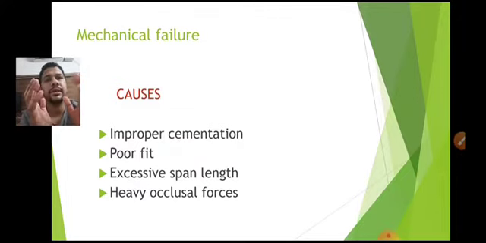That means for a cement which has a film thickness of 10 microns, you are supposed to give a space of 10 microns between the prepared tooth and the intaglio surface of your crown. If you increase that 10 microns into 20 or 30 microns, it will hinder the desired properties of that particular cement. That means it can cause failure.